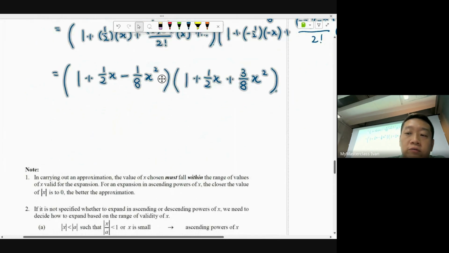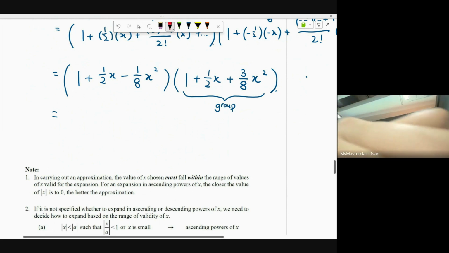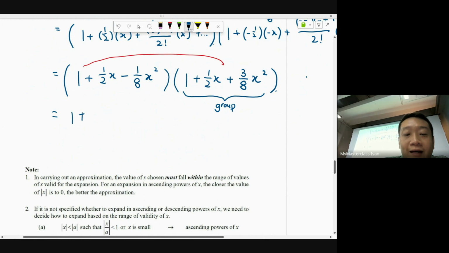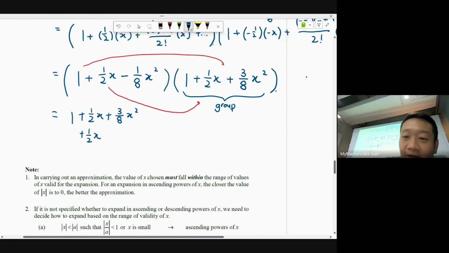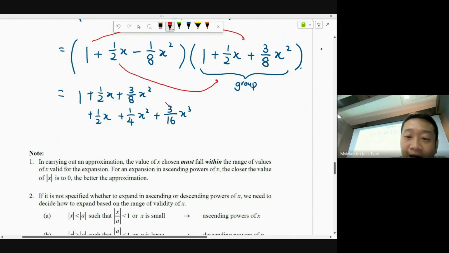Okay, I'm going to teach you how to do this expansion. So treat this whole thing as a group. 1 times this whole group is going to be 1 plus half x plus 3 over 8 x squared. Now look here first. When I use this to times this whole group, the half times the 1, I'm just going to write here, plus half x. Plus 1 over 4 x squared. Then plus 3 over 16 x cubed. In actual fact, I don't need the x cubed. Why? Because the question only asks for up to x squared. Then the last one is just minus 1 over 8 x squared. See, you can write it like that.